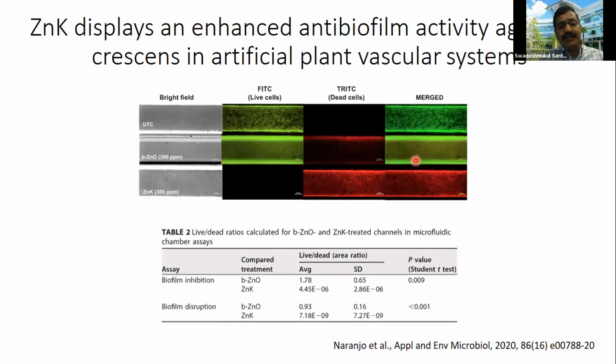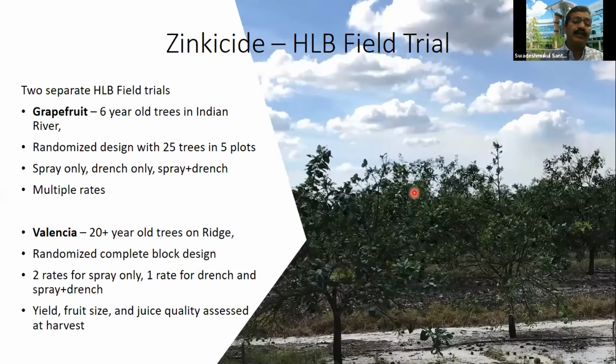But he also did a very beautiful experimental in vitro study where we had a microfluidic channel. You see the bacteria population growing here in the upper channel with the untreated control versus bulk zinc oxide and Zinkicide. The red represents dead bacteria and green represents live bacteria. You can see that the Zinkicide treated channel was completely red, no sign of green, meaning that it is a very potent antimicrobial.